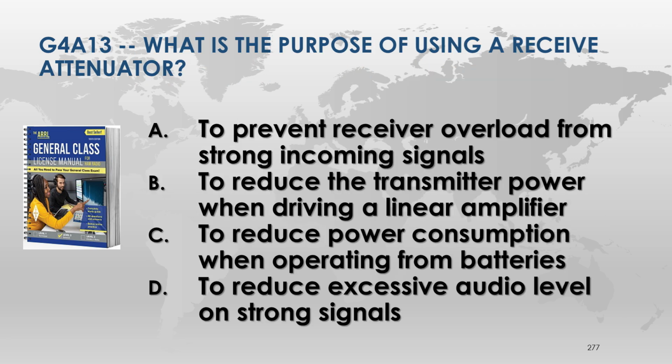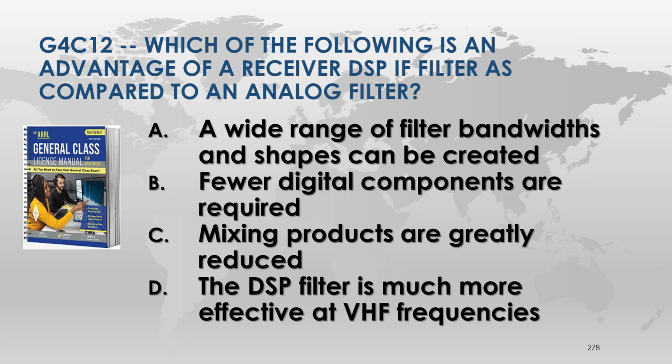What is the purpose of using a receive attenuator? Alpha. I heard an answer. Alpha is correct. Which of the following is an advantage of a receiver DSP IF filter as compared to an analog filter? What's DSP? Digital signal processing. So what's the single biggest thing that you can do with a DSP structure? You can modify that thing to do whatever you want to do, whenever you want to do it.